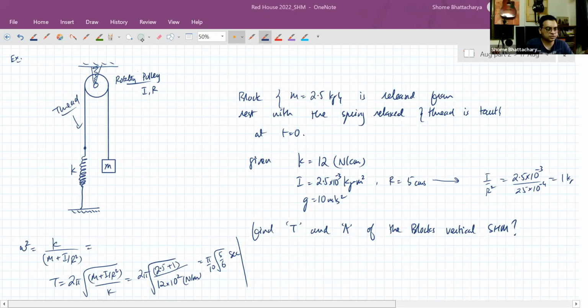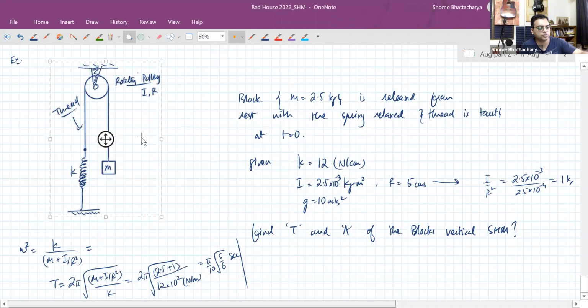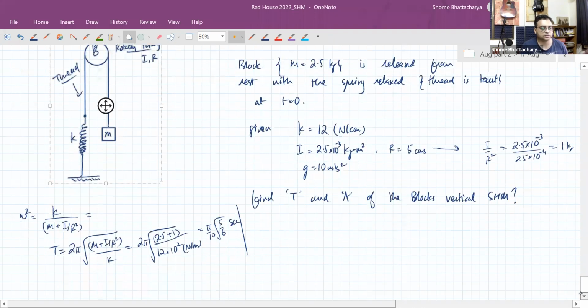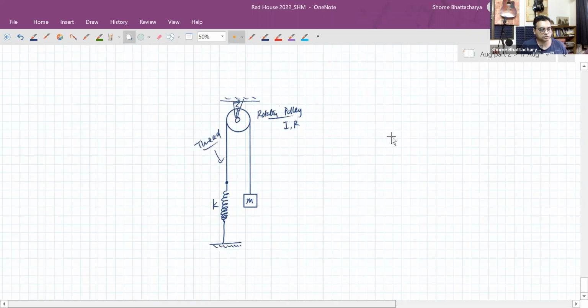Okay, so let's complete this problem. Basically, you'll have to just use your normal rotational dynamics concepts. If we assume that this is right now not in equilibrium, let's just assume that the block has gone below equilibrium. Suppose this was somewhere where the equilibrium was. So this has gone by some displacement S below the equilibrium.